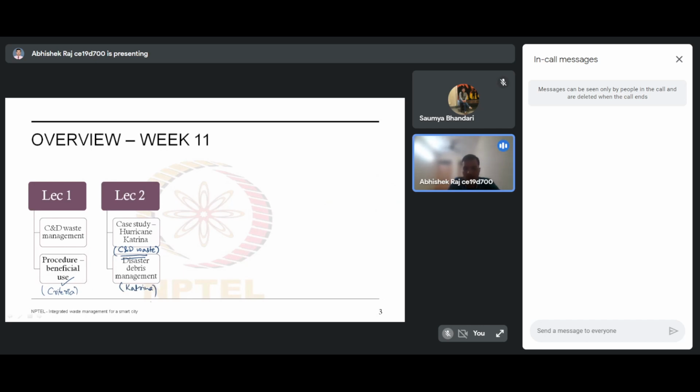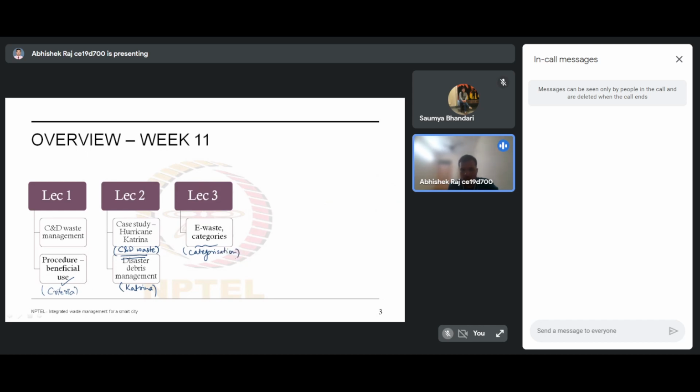Then we had the third lecture, lecture 3. This was about electronic waste and its categories. So what are the different types of e-waste that are possible? What is the categorization in terms of weight, in terms of components? So this was in lecture 3.